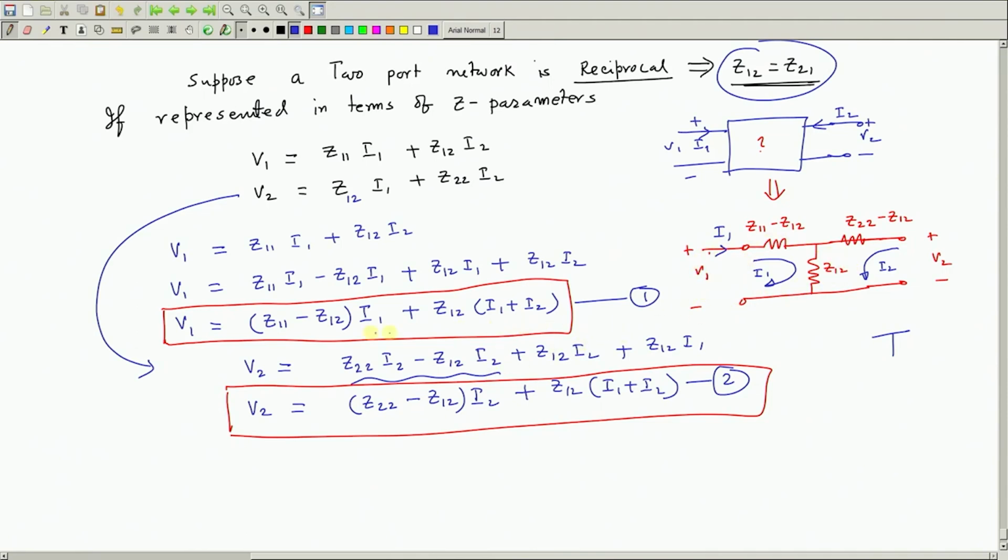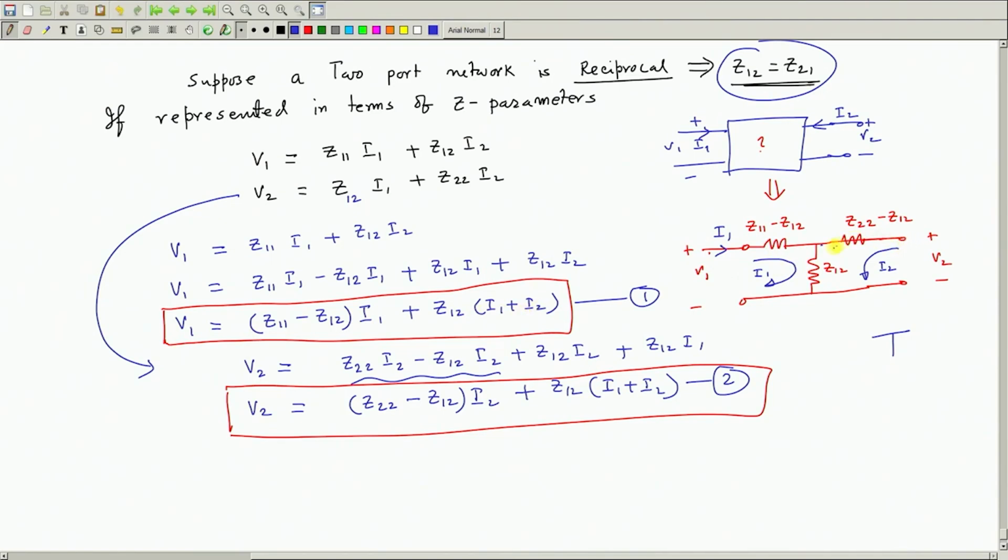The first equation: V1 is equal to (Z11 minus Z12) into I1, plus, what is the current flowing through this branch? I1 plus I2 into Z12, and these two voltages must balance V1. That is exactly what I am getting.